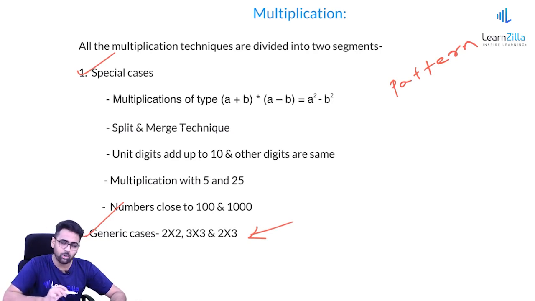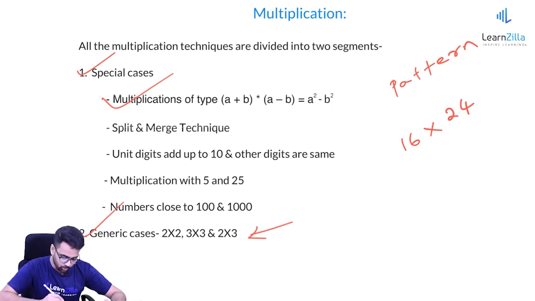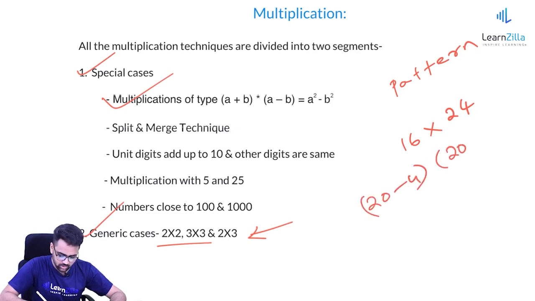So let's talk about a special case where multiplication is of the type (a plus b) into (a minus b). Let's say I am trying to multiply 16 with 24. I can do a generic multiplication of a 2 by 2, or I can go with a framework where I find that this fits into some particular case that we are learning here. It seems like this is 20 minus 4 and 20 plus 4. So this is a pattern that I am observing in these two numbers.